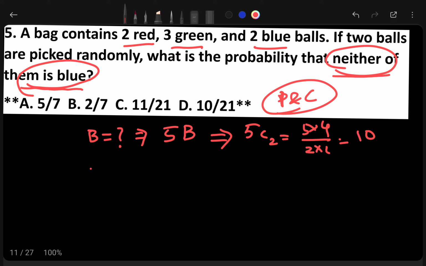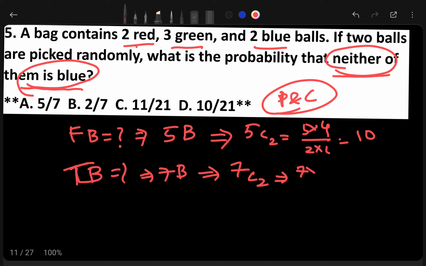Second thing, how many total balls are there complete? It is 7 balls. 2 plus 3 plus 2 gives us 7. From 7, we need to select 2 balls. 7 into 6 by 2 into 1. 2 ones are 2, 2 threes are 6, gives us 21.